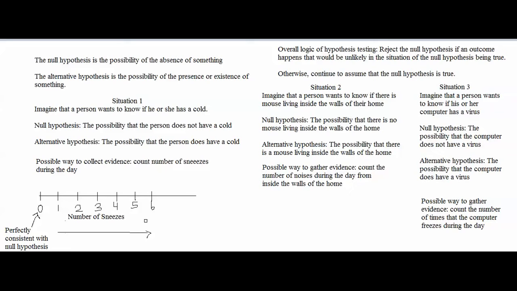As we go up the number line, we have more evidence against the null hypothesis. And at a certain point along this number line, I'm going to be convinced that I do have a cold. I'm going to be convinced that the null hypothesis is wrong.